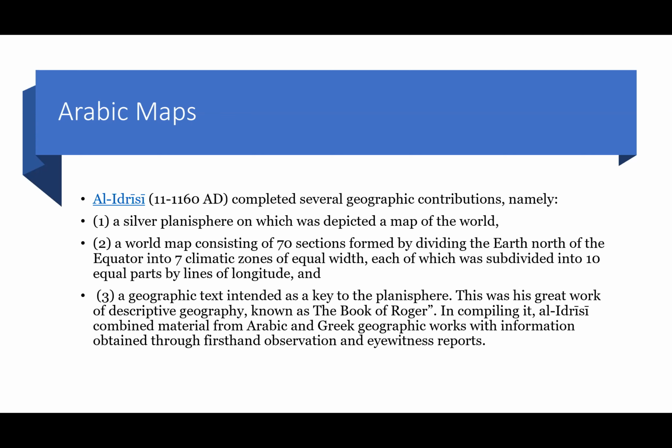And lastly, a geographic text intended as a key to the planisphere. And this is known as the Book of Roger. I cannot pronounce it in its native tongue, so I did not include it here. But the English translation, the Book of Roger. And in compiling it, Al-Idrisi combined material from Arabic and Greek geographic works. So again, we're talking about Cartographica and Geographica, works with information obtained through firsthand observation and eyewitness reports.